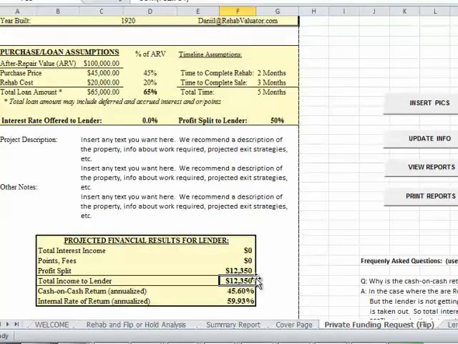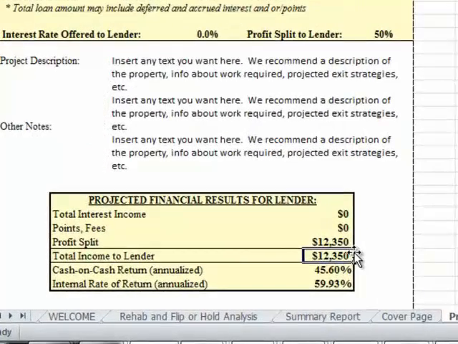But look at the potential upside. With investing, the higher the risk, the higher the return. So your private lender now is taking a bigger risk by becoming your equity partner, but the potential return on their money is much higher, 45%. So I tend to talk fast. If this didn't make sense, rewind the video and watch it again.